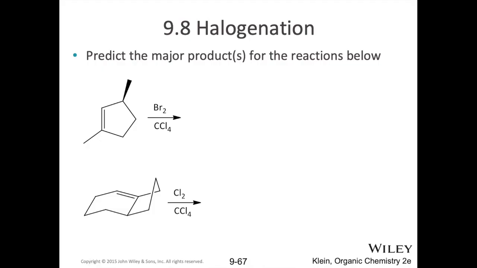So with that in mind, let's try drawing the products for these. Again, remember your bromine, or chlorine in the case of the second one here, will add in an anti-addition. So your two halogens are going to be trans to each other. Keep that in mind when you draw these two products.